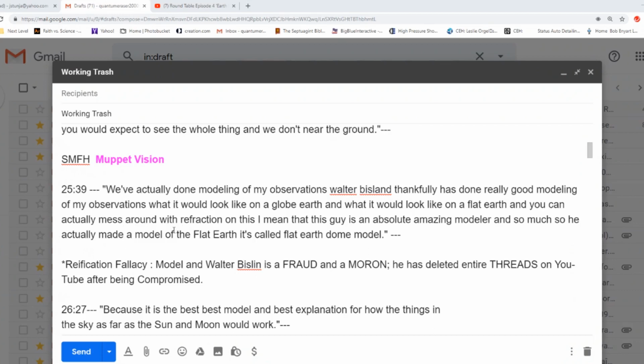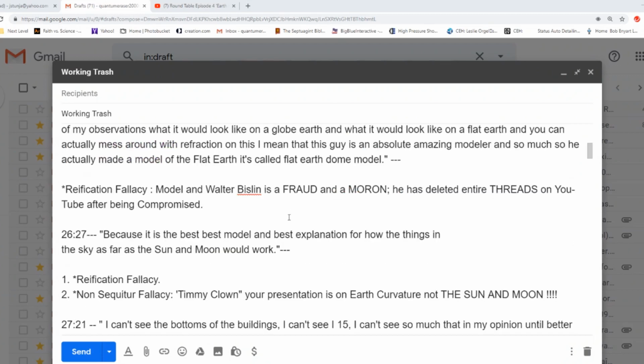So 2539, we've actually done modeling of my observations. Walter Bislin, thankfully, has done really good modeling of my observations, what it would look like on a globe Earth and what it would look like on a flat Earth. And you can actually mess around with the fraction on this. I mean, this guy is an absolutely amazing modeler. So much so, he actually made a model of the flat Earth. It's called the Flat Earth Dome model. Simply a reification model. That's just as simple as that.